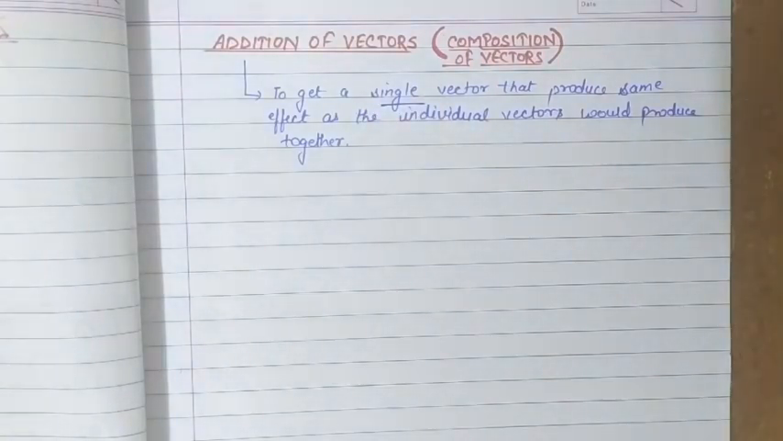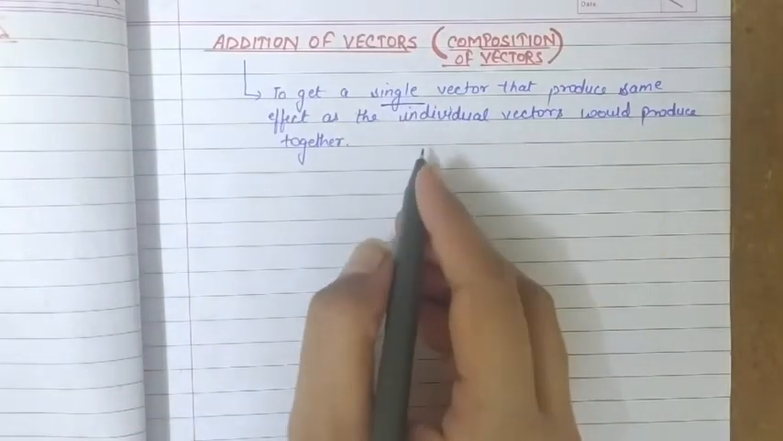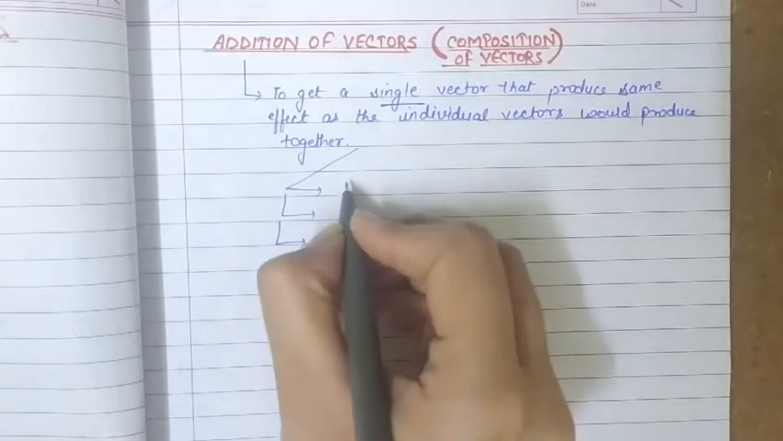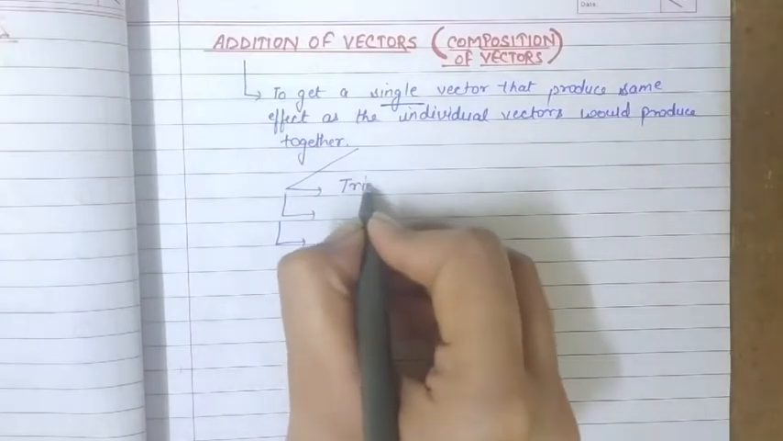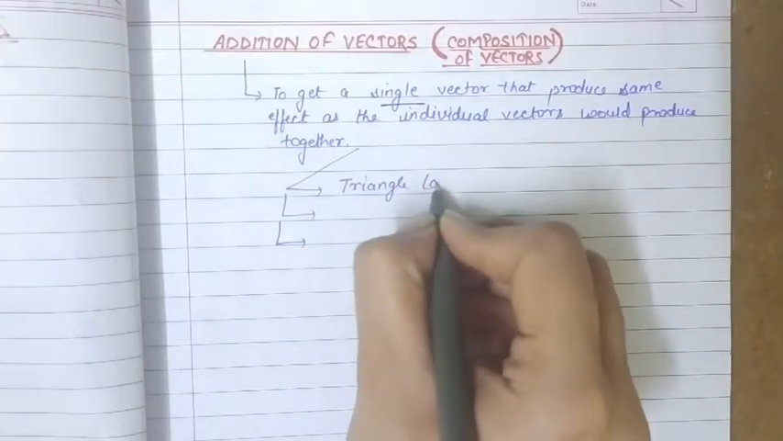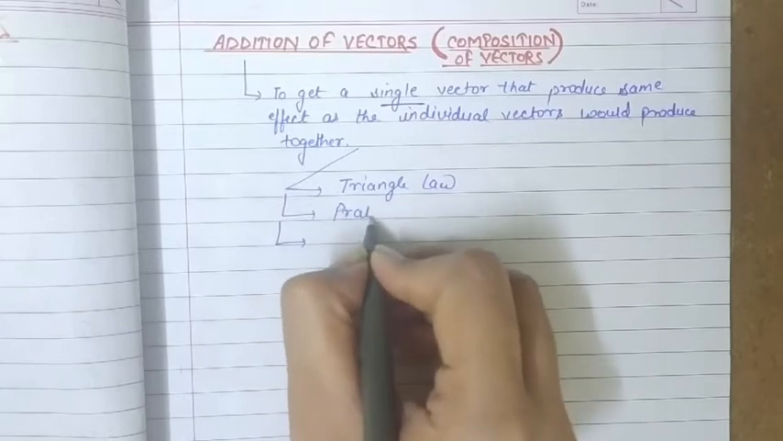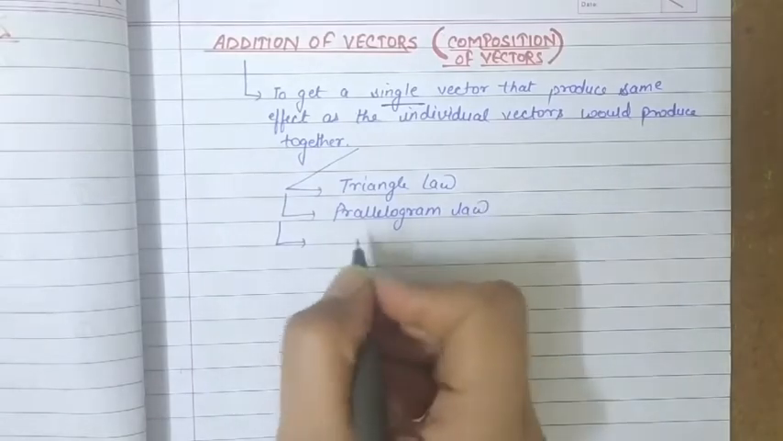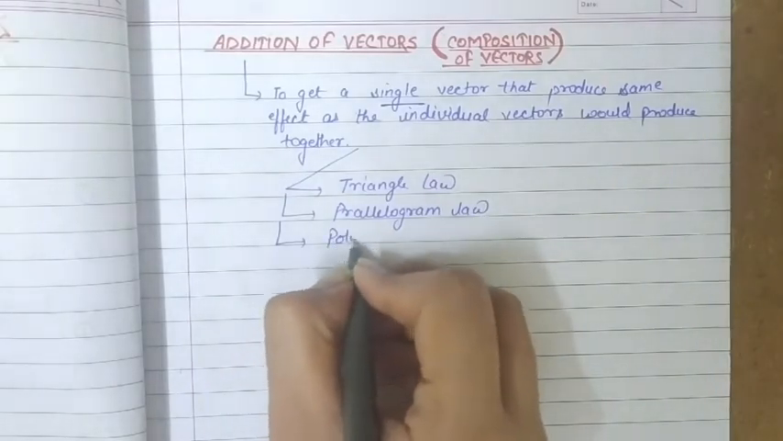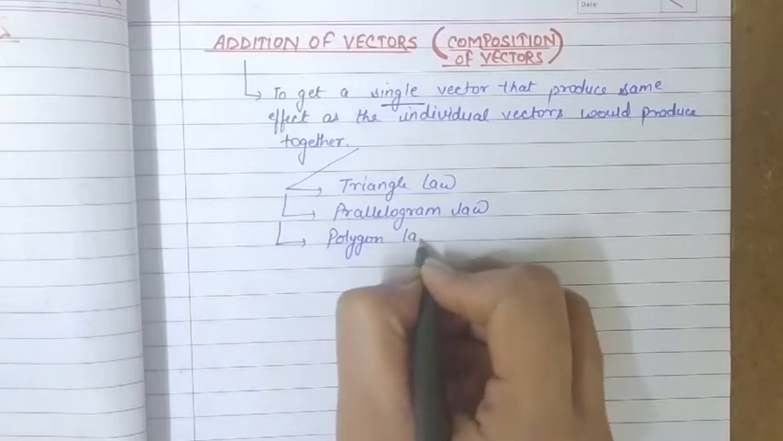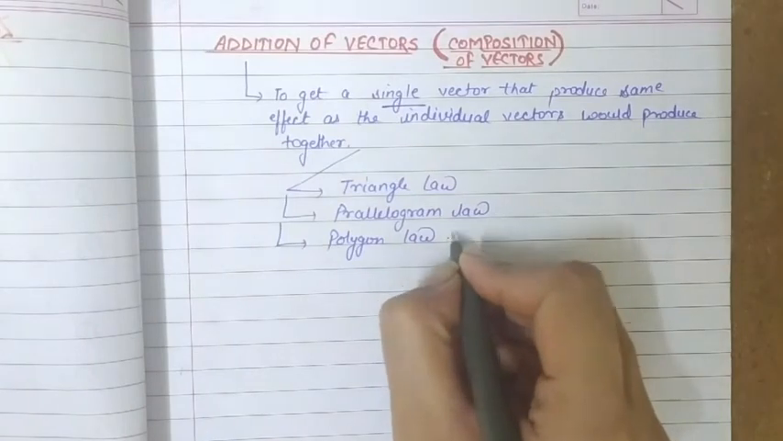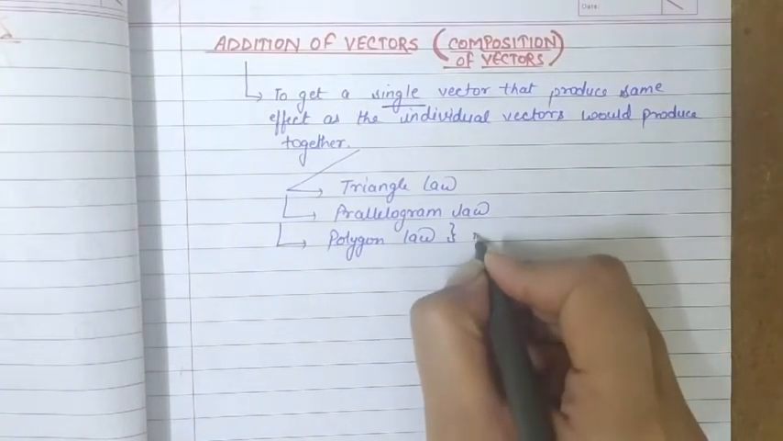for these individual vectors. Now to add vectors we have three laws of vector addition. First is triangle law of vector addition. Second is parallelogram law of vector addition, and the third one is polygon law of vector addition. Now this polygon law is actually a modified version of triangle law.